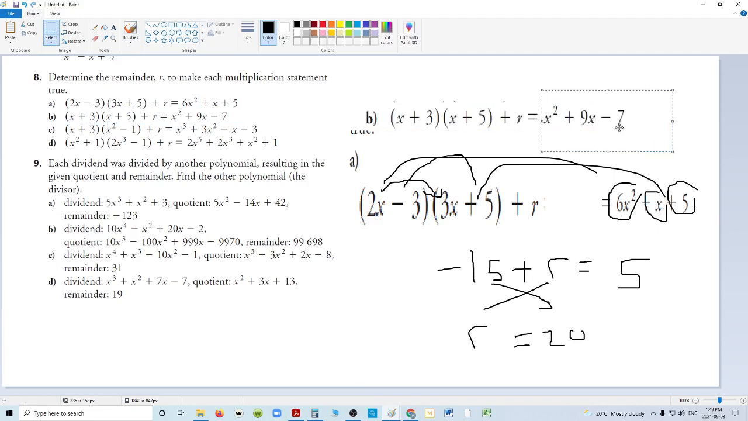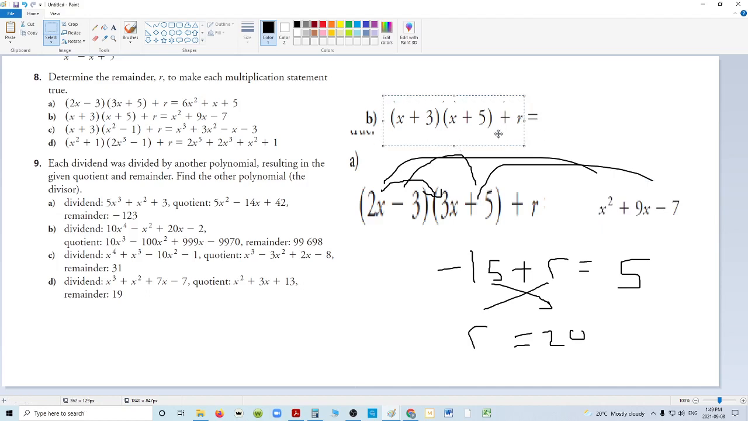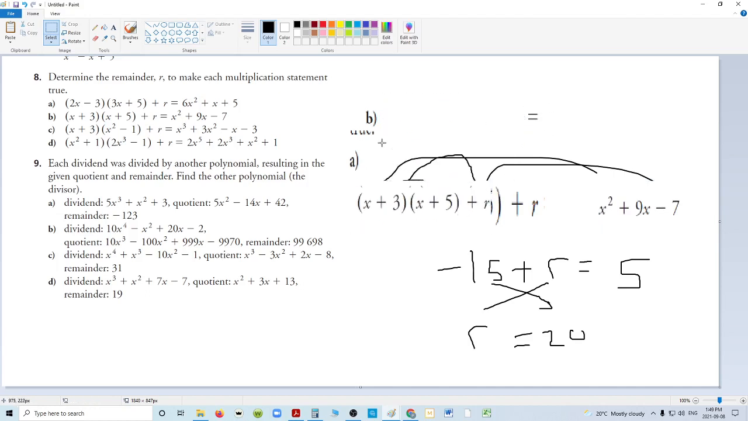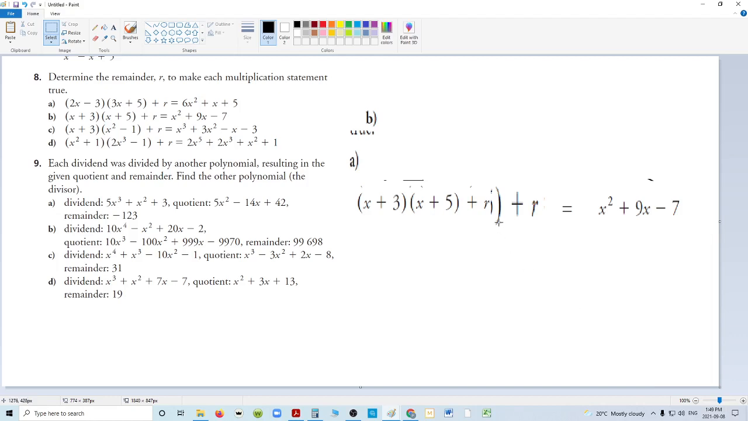So here's where we're trying to get to. And here's where we start. So we're going to figure out what we have on the left and how it compares to what we want on the right. Just like that. Keep that in mind. Alright, so start by expanding it.